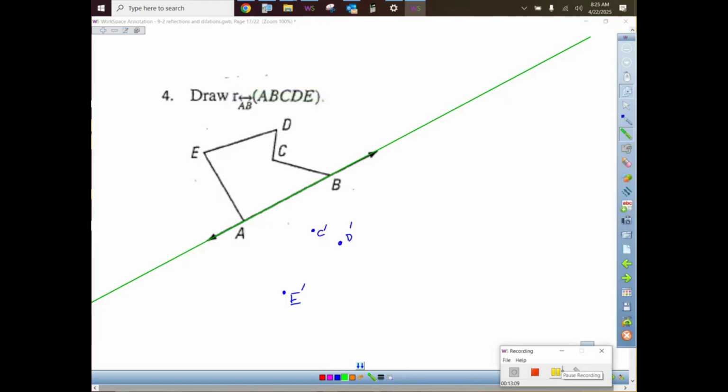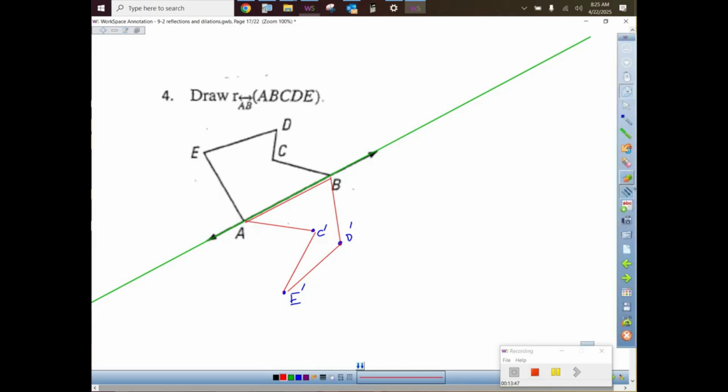So we just had to reflect C, D, and E to get C prime, D prime, and E prime. And then even though I did this last time, I'm going to do it again. Way off, right? Way off. What did I do wrong? Did I reflect wrong, or did I connect wrong? Connecting the dots wrong, right? All my points are correct. My C prime, my D prime, my E prime are correct.